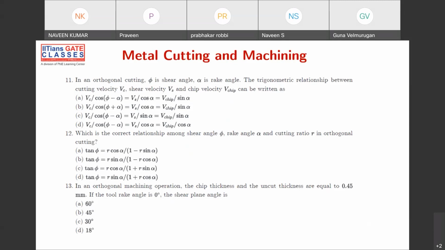What about the answer? 11th one. Do you remember those equations? That day we have derived something. Do you remember those equations? Yes or no? Please let me know. Anyone with the answer?